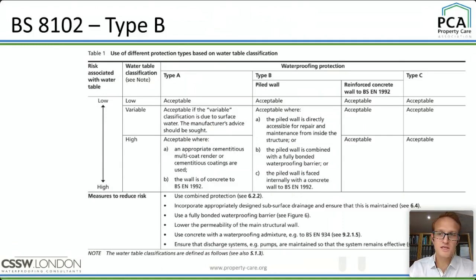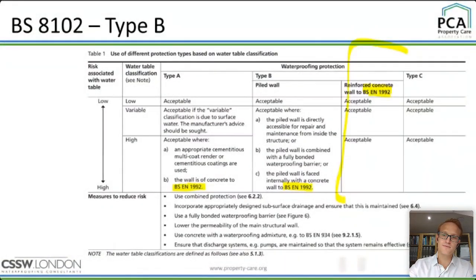I want to show this, which is table 1, and highlight this. So if we're going for watertight concrete, which is type B, structurally integral protection, we're in the realms of this, which is shown here. But it's interesting to note that BS EN 1992 is mentioned here and here and here, and that's the Eurocode 2.